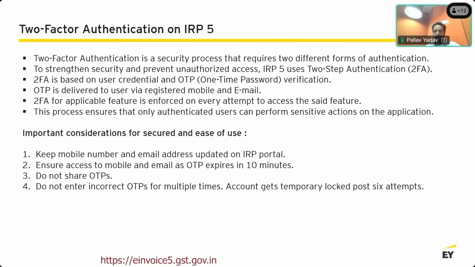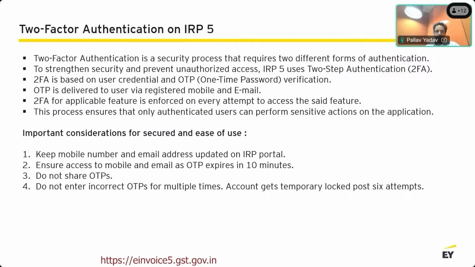For the primary authorized admin user who logs in and signs up at IRP 5, the registered mobile number and email are of the primary authorized signatory, and for any sub-user created thereafter, the registered mobile number and email would be what is provided when the sub-user is created.